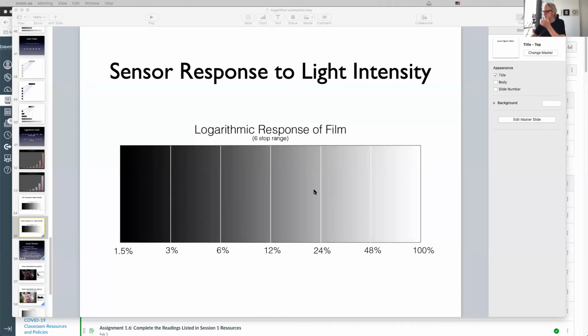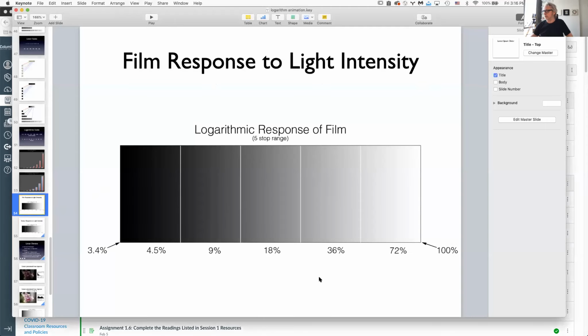Okay, I want to just come back to what we were looking at earlier. Again, this is the 5-stop logarithmic responsive film. We start at 100%, we go to 50% to 25 to 12.5 to 6.25 to 3.125. I mean, that's just where we go down. In the middle is 18% gray.